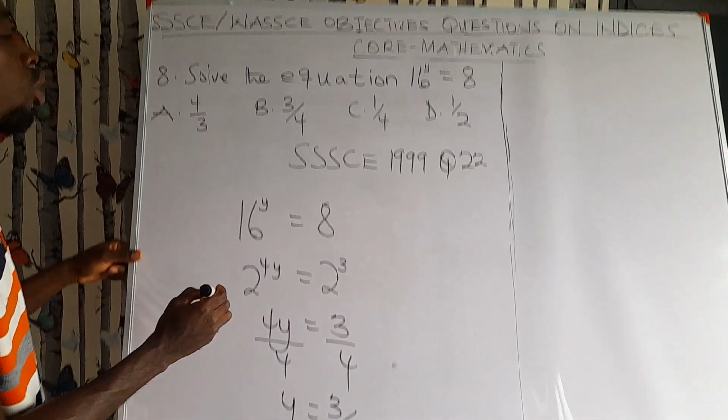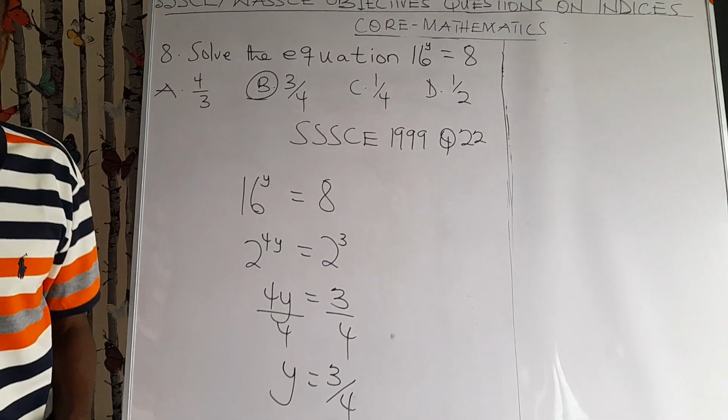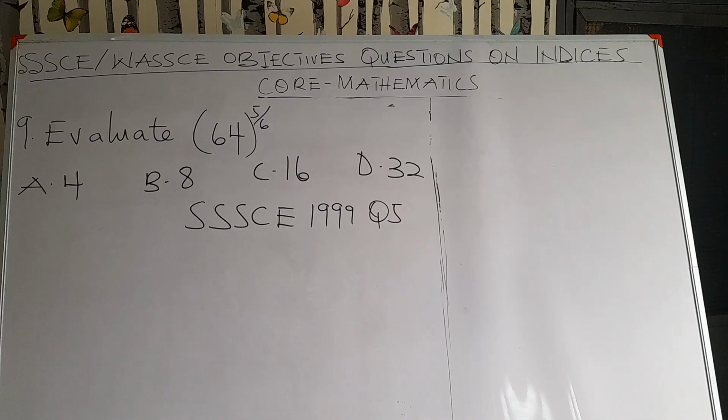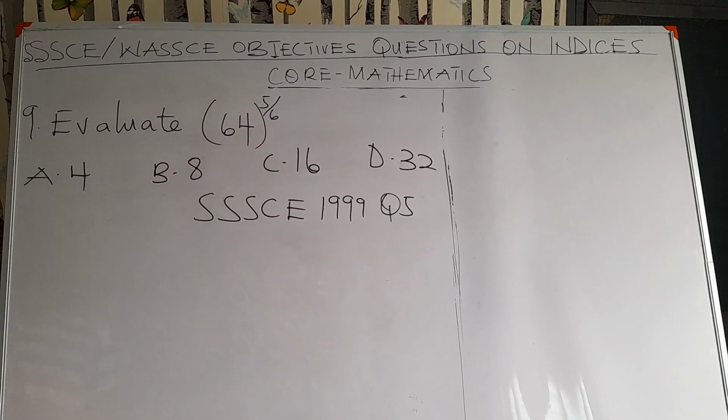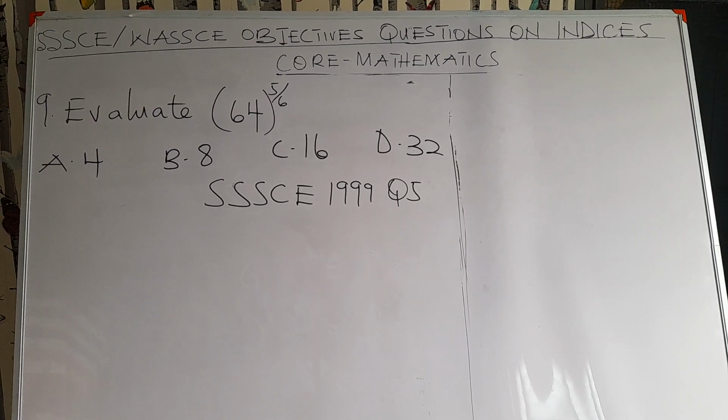So the correct answer is what? B. I hope you had it correct. If you had it correct, congratulations. So our next question, they say evaluate 64 exponent 5 over 6. Please pause the video and try solving.